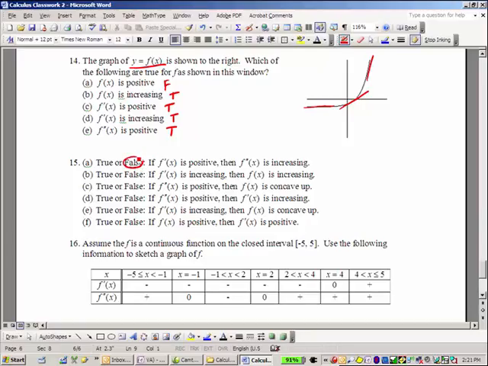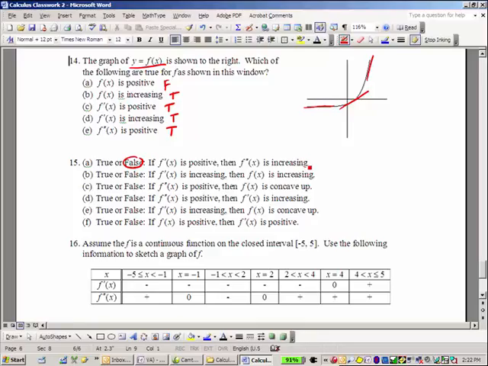False. Not always. How would you change this to make it so it would be always true? Yeah, I think so. If the derivative is increasing, then the second derivative is positive. That would be true. Can you give me an example on a graph when the derivative is positive, but the second derivative is increasing? Okay, what is it?